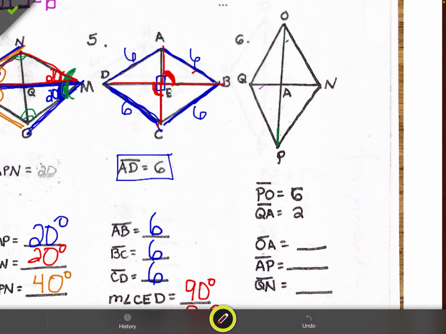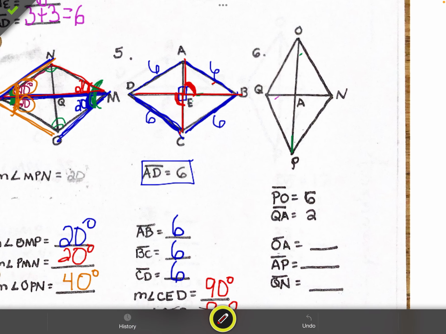All right, last one. Let's see how you did on 6. Let's take the 2 pieces of information they gave me and get them on my picture. So PO, so that's this whole diagonal, is 6. I don't know if I necessarily would write the 6 there because sometimes people put it here, but they don't realize they want it to be the entire segment, and then they get confused.